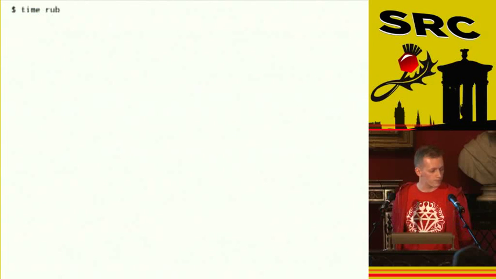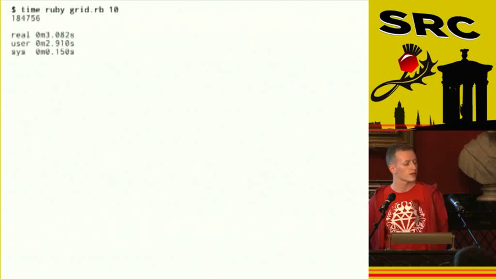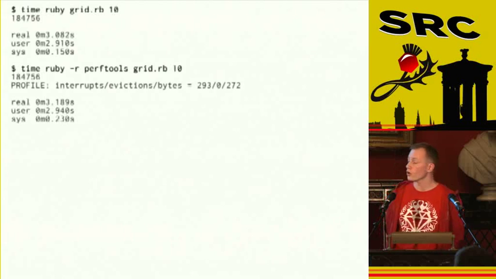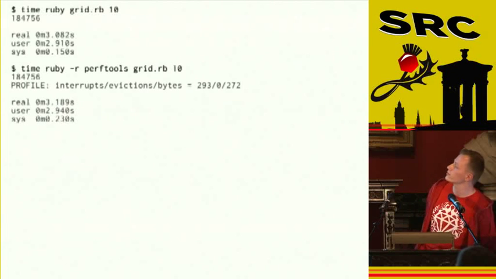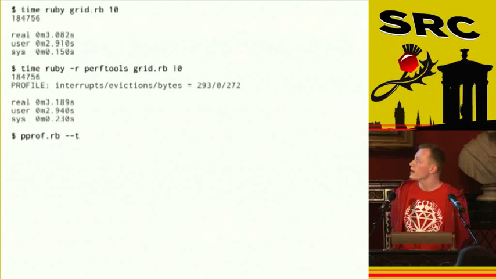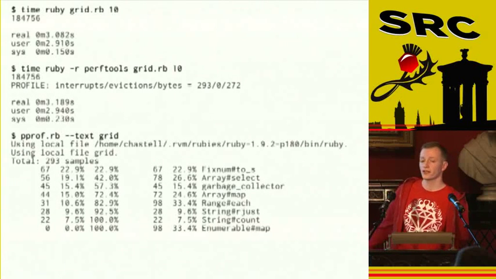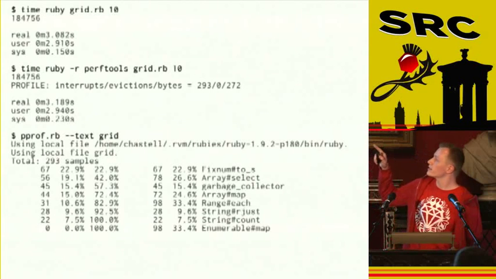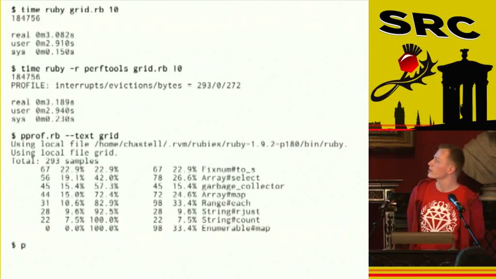But let's try this for a 10 by 10 grid, which is a bit larger. Again, we try to profile. Again, there's almost no overhead. I mean, 3.1 versus almost 3.2 seconds. And you can get, again, the profiling run. For the 10 by 10 grid, you can see it's different. It's no longer the garbage collector that is the most expensive part. It's the fixnum to_s calls.